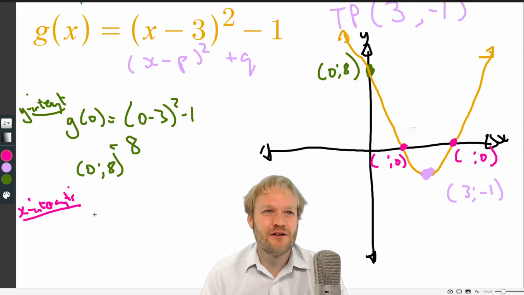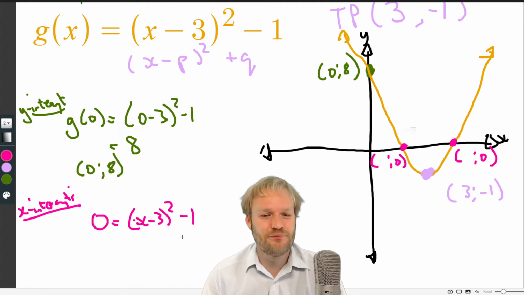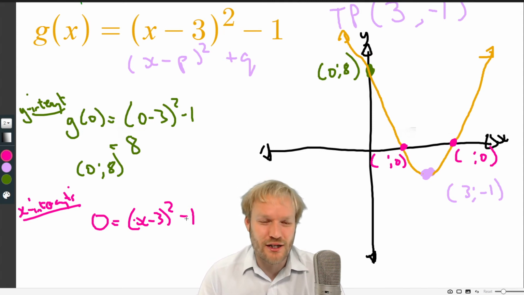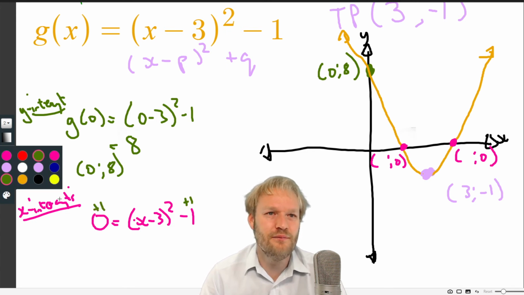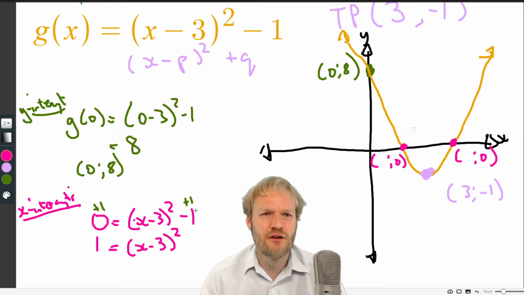So we said our y value is 0 equals x minus 3 squared minus 1. One option is to multiply this all out. Option 2, it's plus 1 to each side. So we've got 1 equals x minus 3 squared. We know that this part squared must be 1, because then 1 minus 1 gives us our 0. So what when we square it gives us 1? We take the square root. The square root of 1 is 1 equals x minus 3.